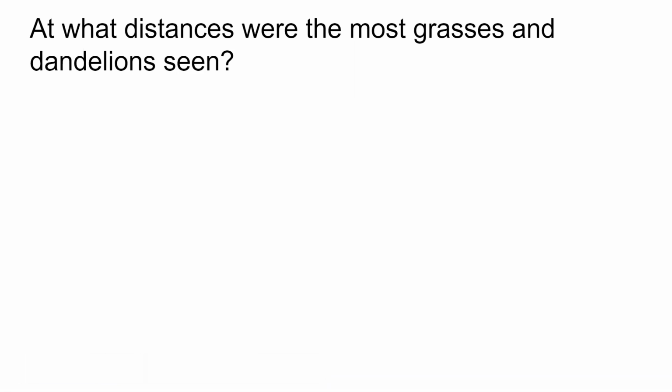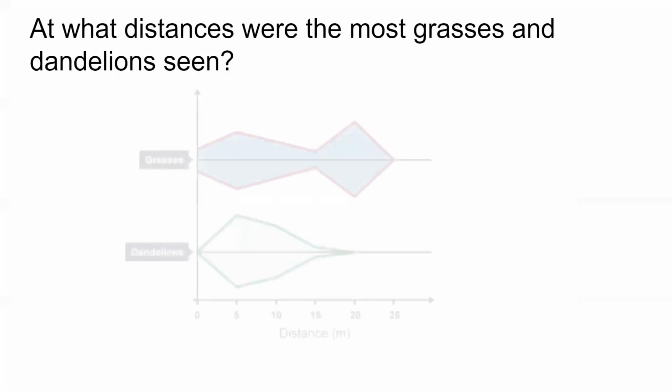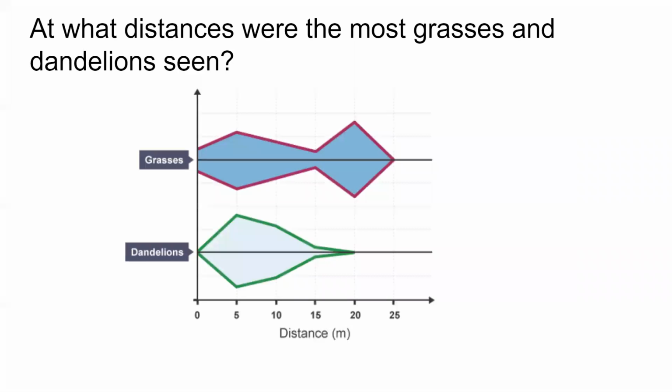And you have to answer this question, okay? This is a kite diagram along a line transect of 25 meters. At what distances were most grasses and dandelions seen? Take a few seconds to think. Okay. Most grasses and dandelions.